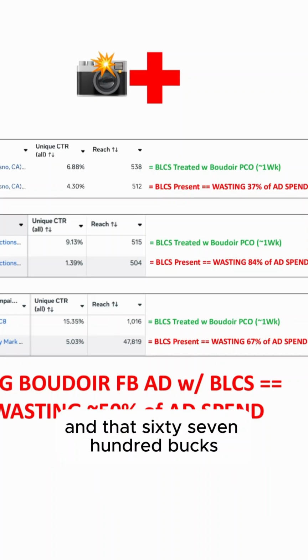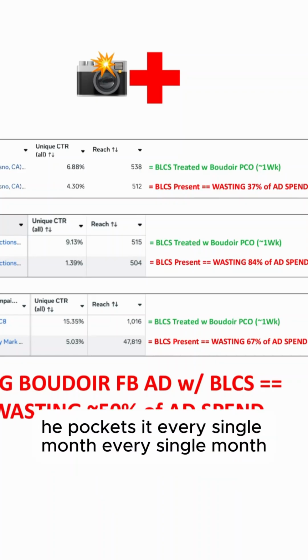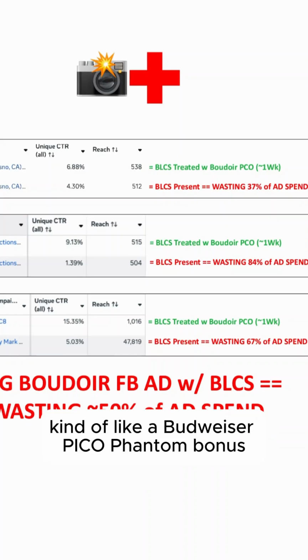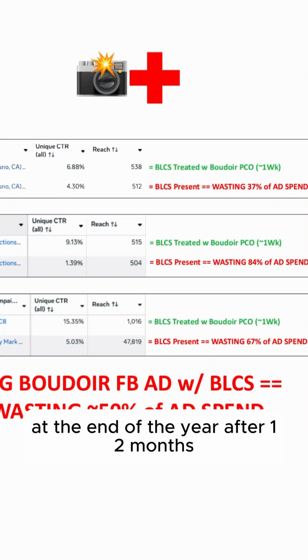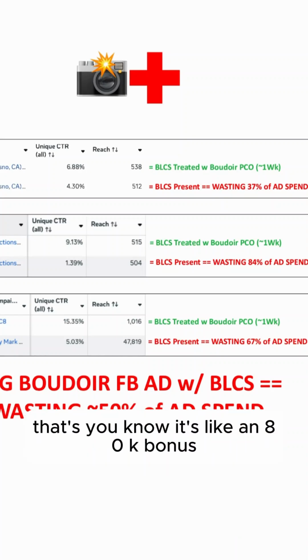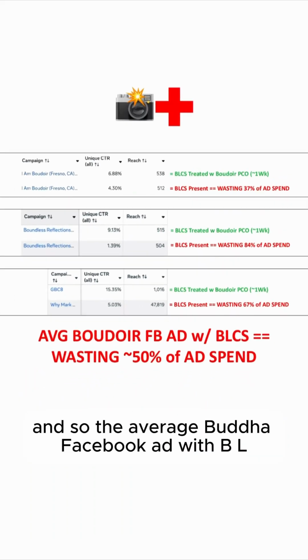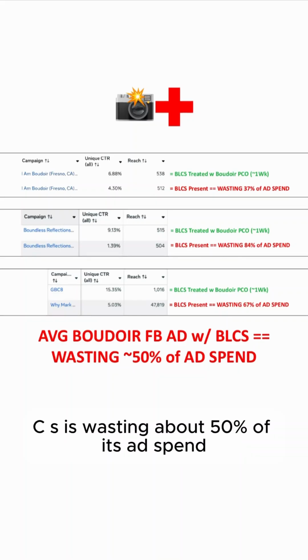And that $6,700 he no longer has to spend. He pockets it every single month, kind of like a Boudoir Pico phantom bonus. And at the end of the year, after 12 months, what's that? It's like an 80K bonus. Literally, 80K bonus.